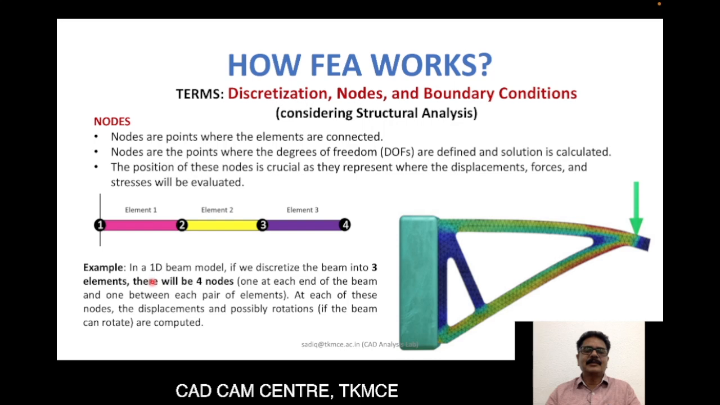Let us see another term, node. A node is a point where elements are connected. I have told you that in the case of a cantilever beam, if it is divided into say 3 elements, 1, 2, 3, then the end points are called nodes. So the nodes are the points where the degrees of freedom are defined and the solution is calculated. That means when we apply the equation over the element, the degrees of freedom and the moment are defined over the nodes, the boundary conditions are applied over the nodes, and the computational results are also obtained on the nodes. So nodes are very important.